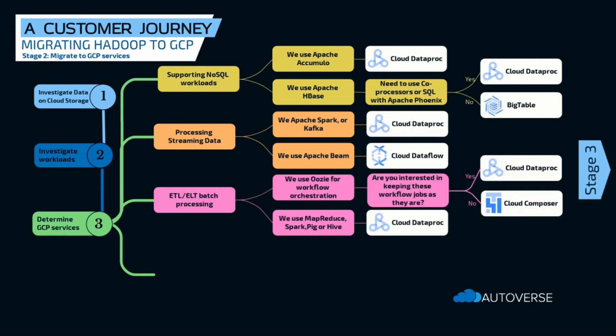For ETL and ELT batch processing, if your customer is using Oozie for workflow orchestration and they are interested in just keeping the workflow jobs as they are, you're going to want to migrate to Dataproc. But if they are okay with changing things up a bit, you could also use Cloud Composer, which is a managed Apache Airflow service.